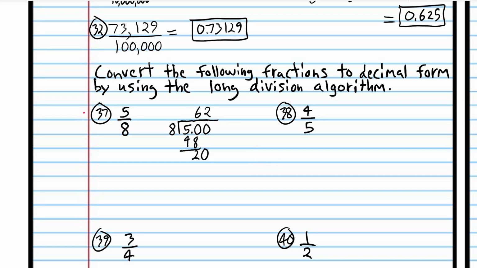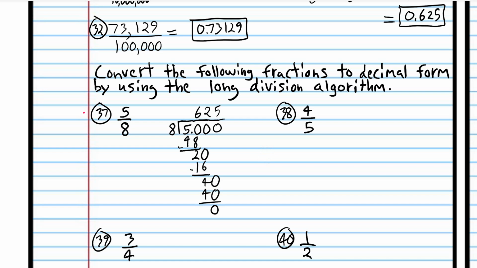So 8 goes into 20 2 times. 8 times 2 is 16. 20 minus 16 is 4. You can put your subtraction signs if you want. Now, again, we usually would stop, but we still have a remainder, so we have to keep going. Bring down the 0. 8 goes into 40 5 times. 8 times 5 is 40. And now we have a remainder of 0, which means we're done.